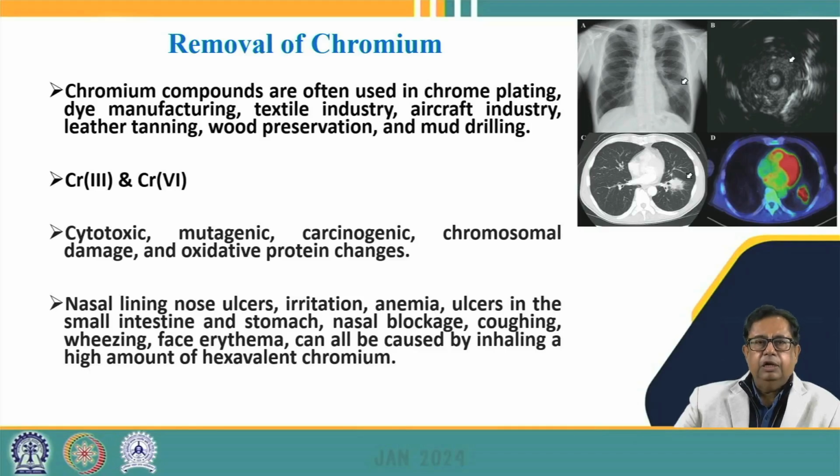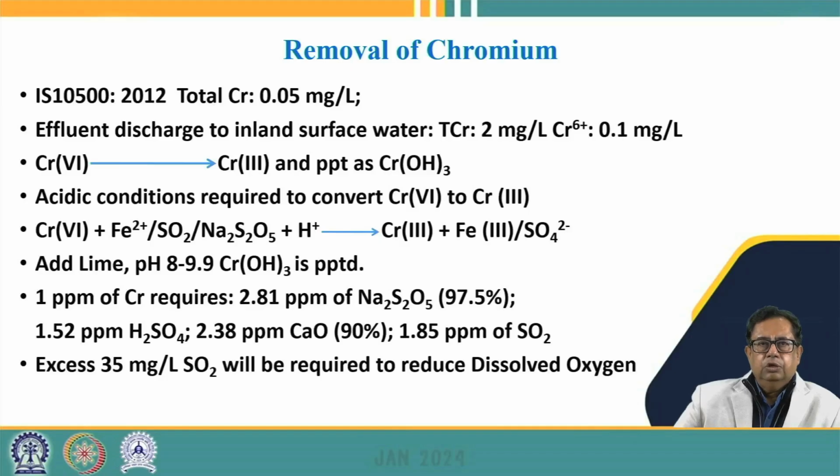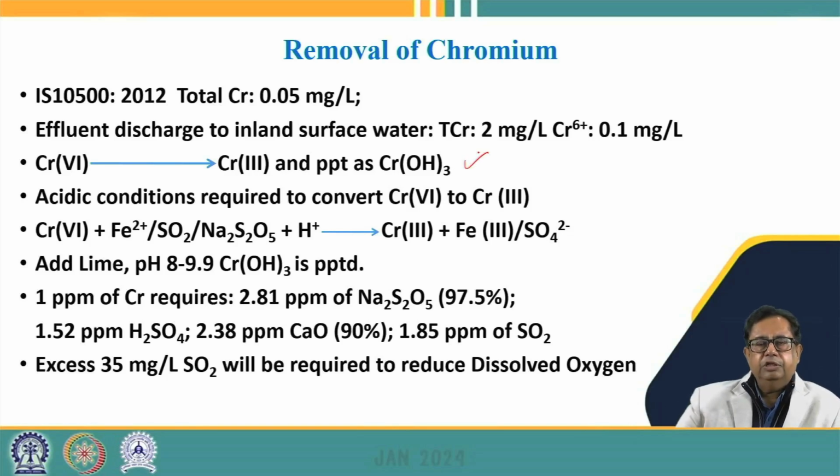Whereas if we are inhaling a high amount of hexavalent chromium, it can cause a lot of problems, like nose ulcers, irritation, anemia. It can basically cause facial erythema and a number of problems related to the lungs. So the removal of the chromium may take place, that is, we have to first of all convert chromium 6 to chromium 3, right? And then this can be precipitated as chromium hydroxide.